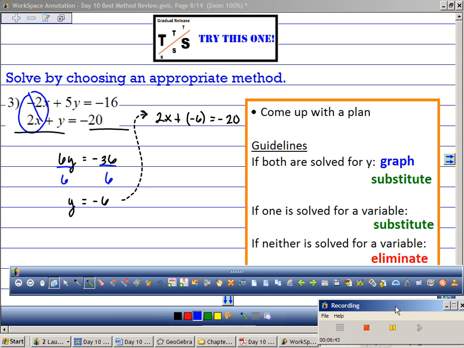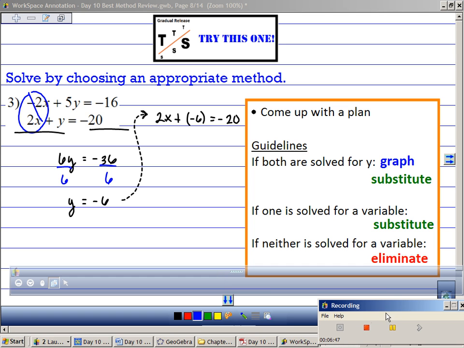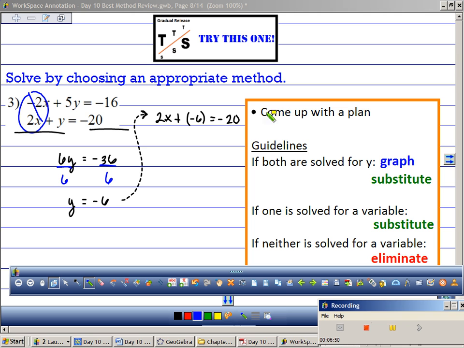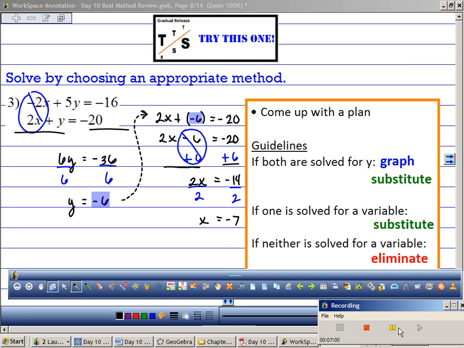Go ahead and show you guys the first part of my solution. I got -6 for y. I'm going to go ahead and plug that back in right here. -6 into the bottom equation. Go ahead and finish that up for me. Okay, so here's my solution for you.